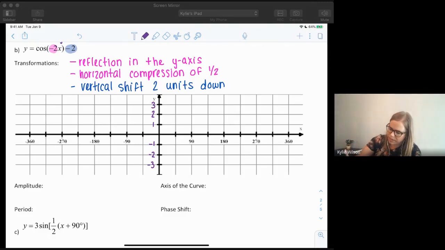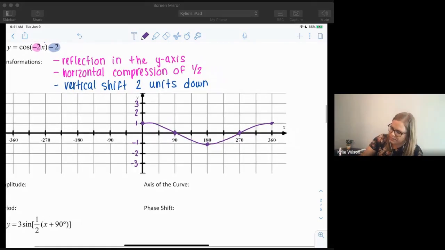So cosine of 0 is 1, cosine of 90 is 0, cosine of 180 is -1, cosine of 270 is 0, and cosine of 360 is 1. So our curve is going to look like this. Oops. I'm so bad at drawing cosine curves. They always look really funny when I draw them. Okay, so I'm just going to quickly label this. So that's our parent function.